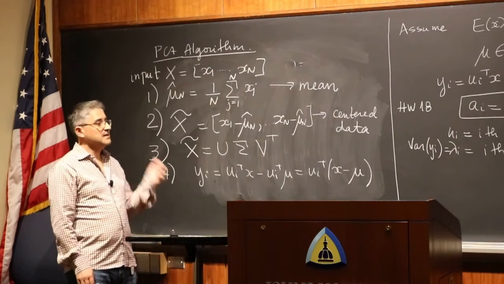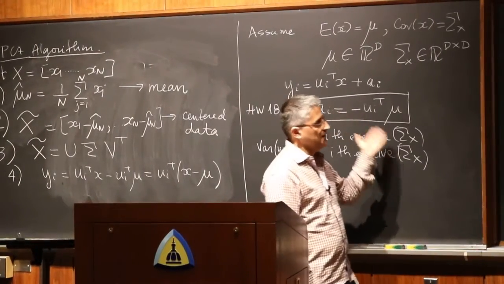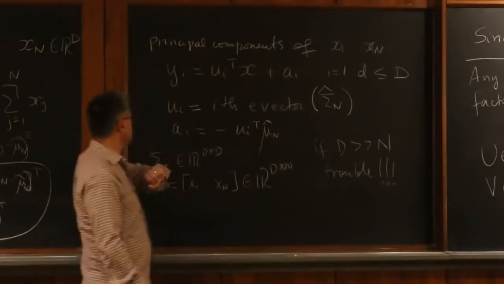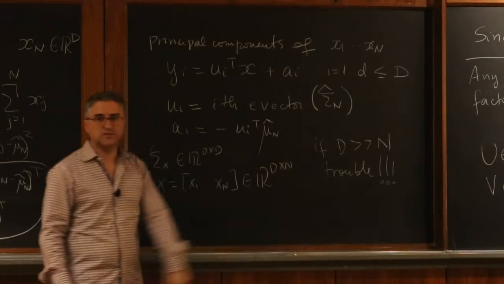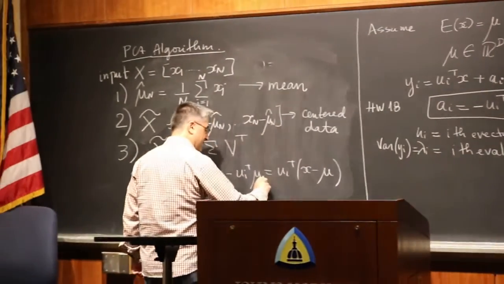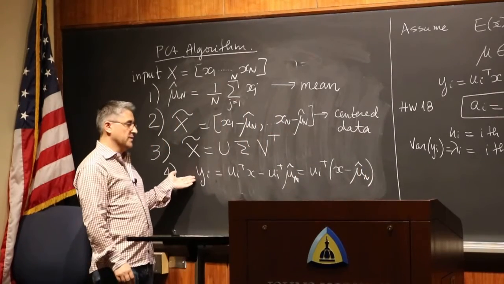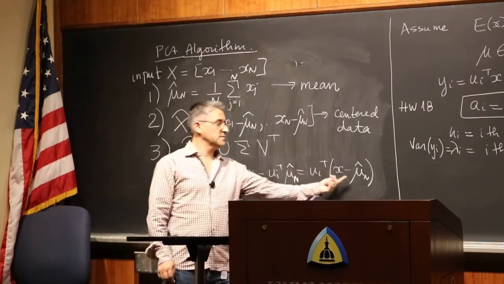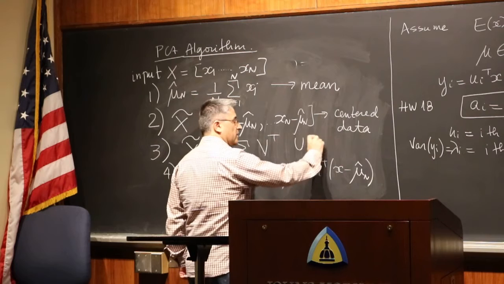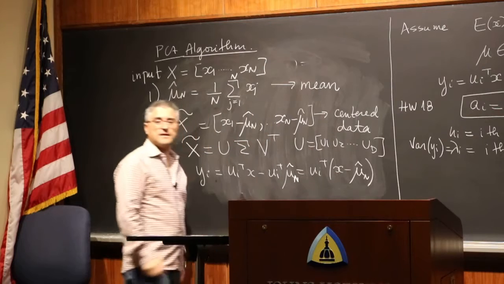Except that I already told you this was the ideal principal components if I knew mu and if I knew sigma. But I need to work with the estimates. So instead of using mu, I need to use mu n hat. So the principal component is going to be u sub i times the centered data, where u sub i is whatever I already computed: u1, u2, up to u sub b.